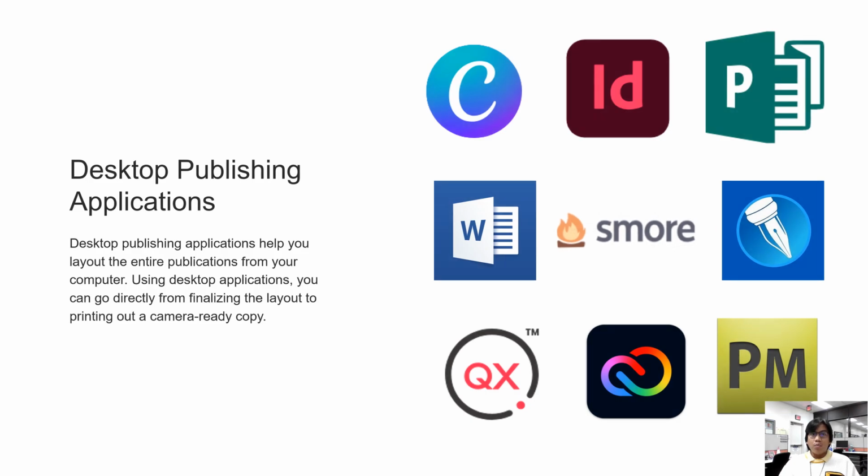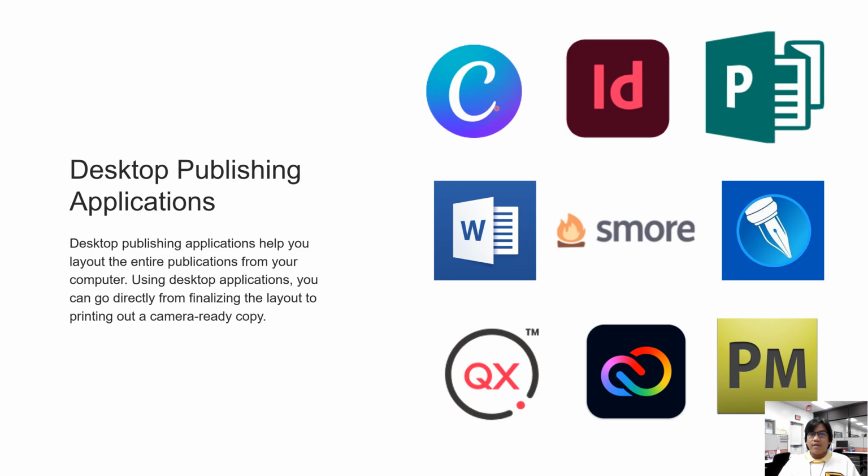So the next thing that we must be familiar with are the desktop publishing applications that we are going to use. And what are these DTP applications? Desktop publishing applications help you to lay out the entire publication from your computer. You can quickly print a camera-ready copy after finishing the layout using desktop programs or software. And here are some of the commonly used software or applications for desktop publishing.